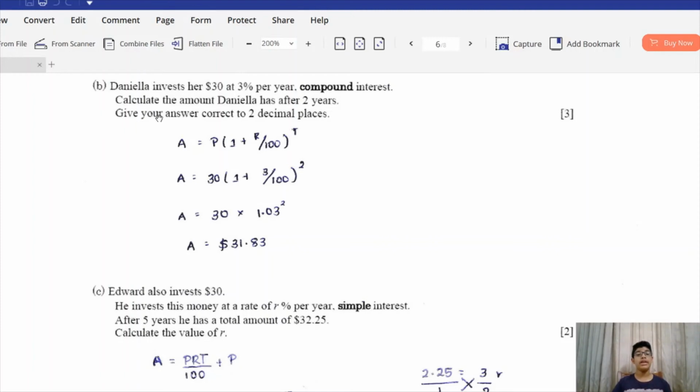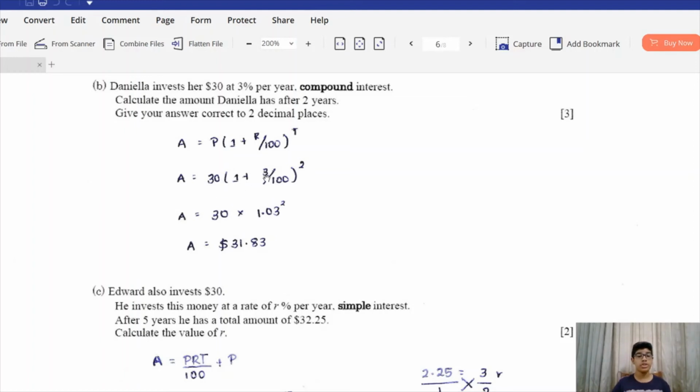Part B. Daniela invests her $30 at 3% per year compound interest. Calculate the amount Daniela has after 2 years. Give your answer correct to 2 decimal places. So we're just going to have to use the compound interest formula, substituting the correct values into their correct places. Wherever you see P, put the principal value. Wherever you see R, you put the rate value. And wherever you see time or T, put the time value.